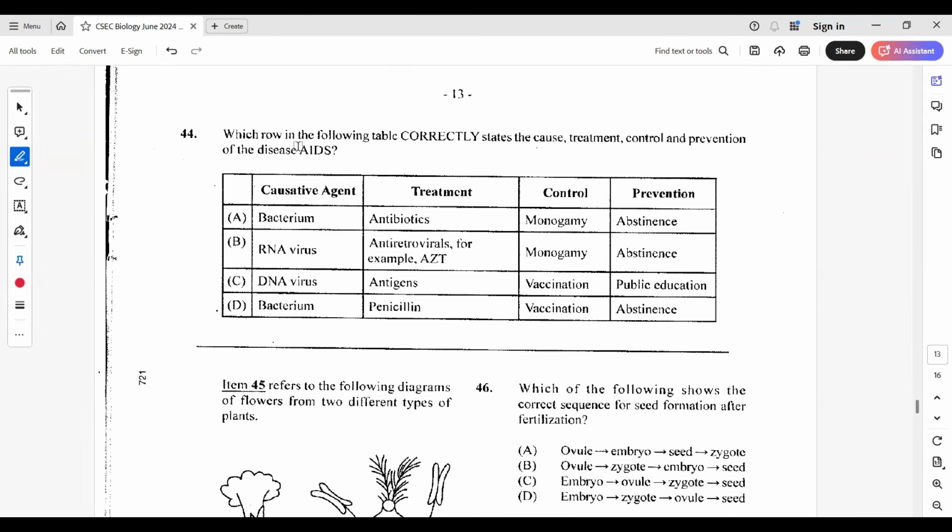44, which row in the following table correctly states the cause, treatment, control, and prevention of the disease AIDS? AIDS, you know that HIV, virus is in the name. So we know we rule out bacterium, A and B's out. Treatment, control, prevention, all of those are hints, you know, abstinence, monogamy. Nice. So we're arriving at 44 being B.